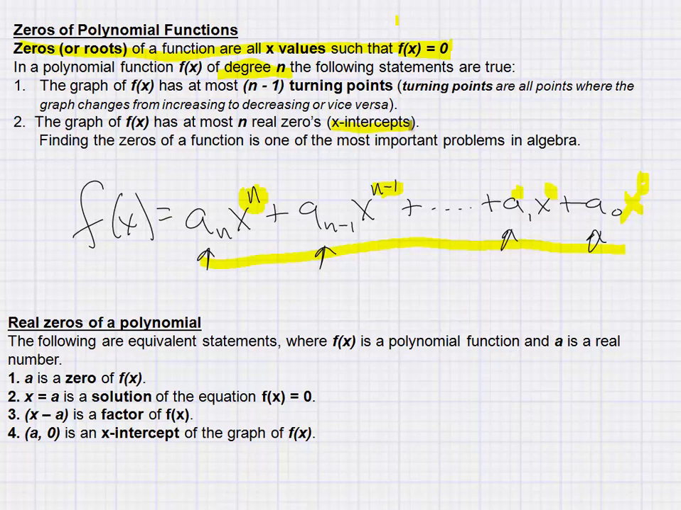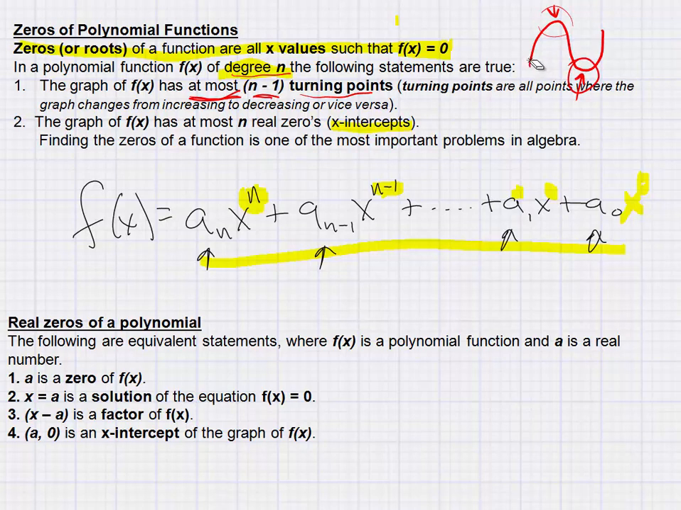So one, if the degree of your polynomial is n, then your polynomial's graph should have at most, and that's a key word, at most n minus 1 turning points. A turning point is where your graph changes from going up to going down. So this right here would be a turning point, this right here would be a turning point. We can also call these relative maximums or relative minimums, but right now we'll just call them turning points.